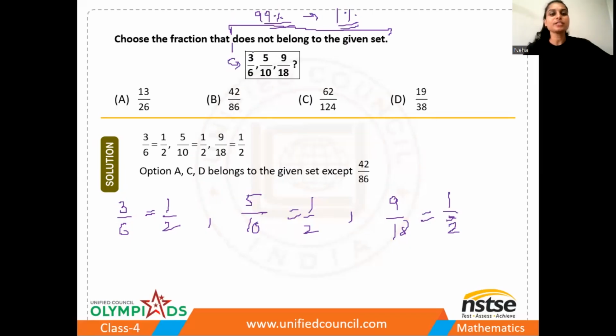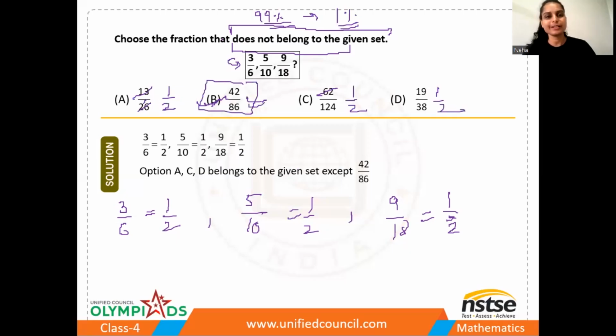So the question is, which does not belong to the given set? We can say that option B is the right answer, because everyone else is 1 by 2. 13 times 2 is 26, this is again 1 by 2, this is again 1 by 2. Only option B is not equal to 1 by 2, so it does not belong to the group. So just read the question very carefully, then start to solve it. I repeat this again and again in each session because students make mistakes while reading the questions. Alright, this is done.